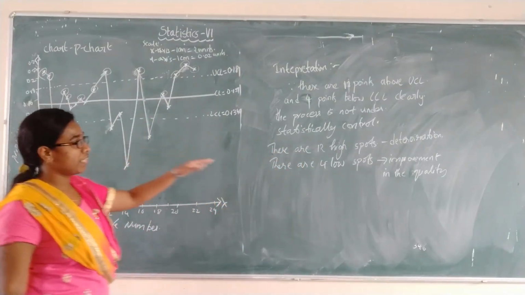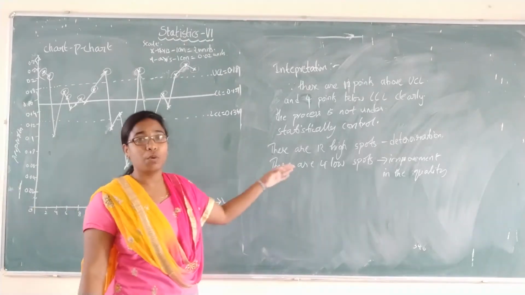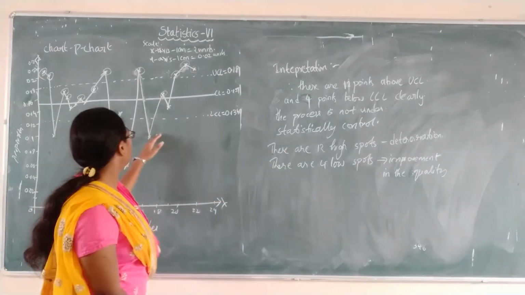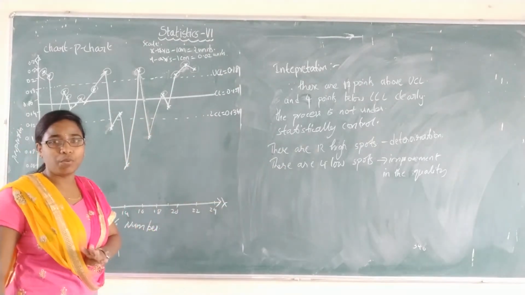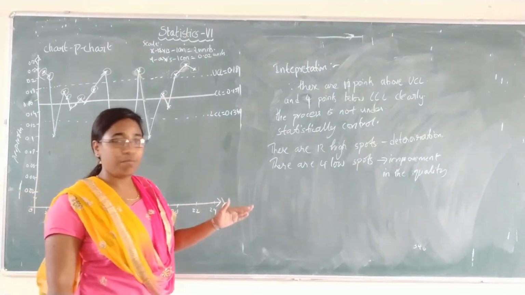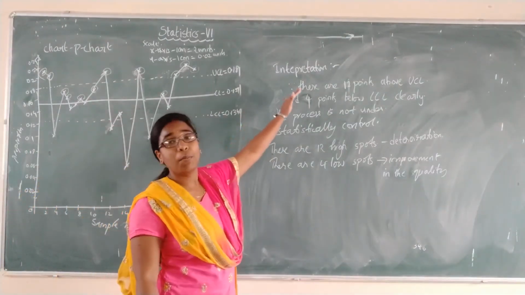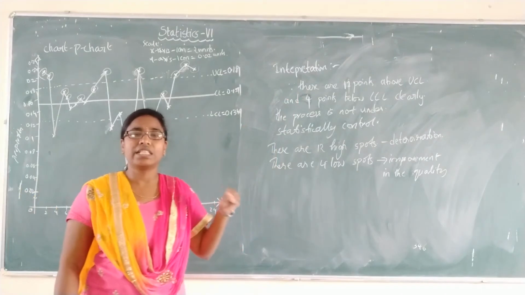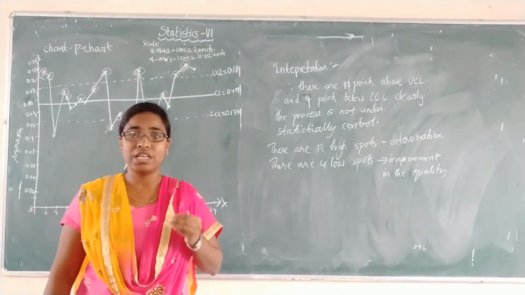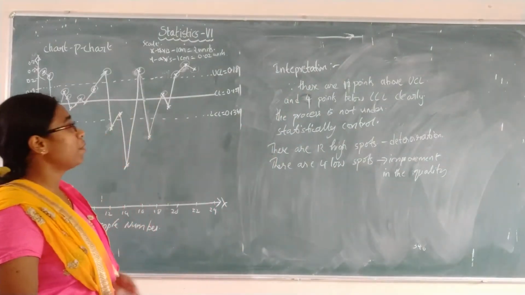You can say that quality is improving also, but comparatively below LCL we have only 4 points. Whether the quality is improving, since there are 12 points above the UCL, the situation is going worse day by day. So this is about P chart.